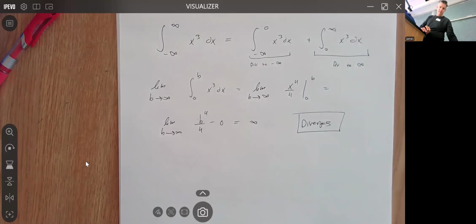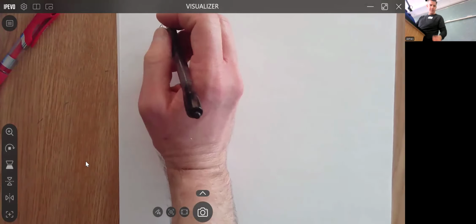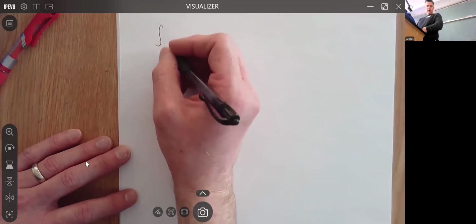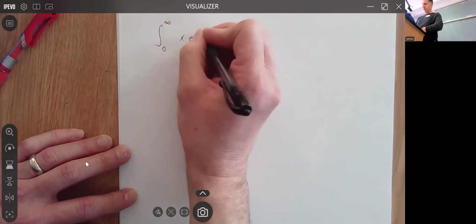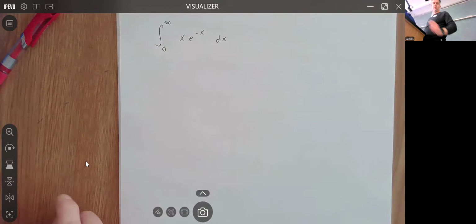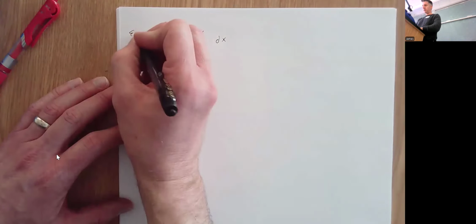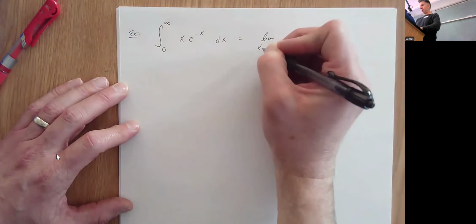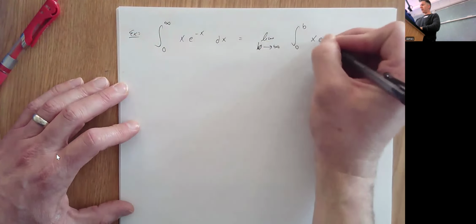Let's look at the integral, we'll keep it nice, from 0 to infinity of x e to the negative x dx. All right, so first things first, we're writing it as a limit. Limit as b approaches infinity of the integral from 0 to b of x e to the negative x dx.